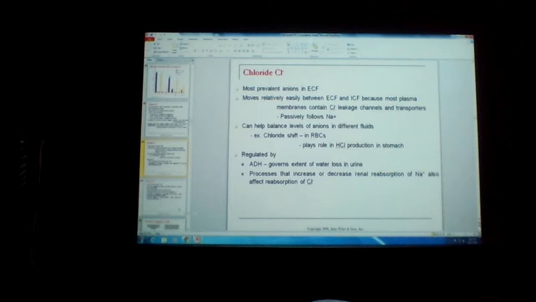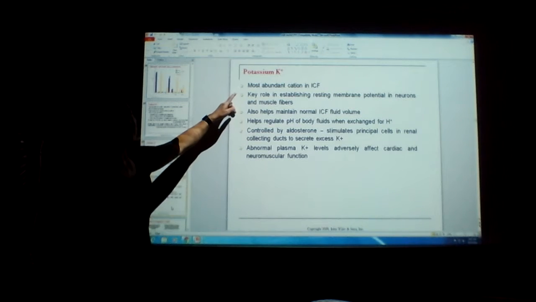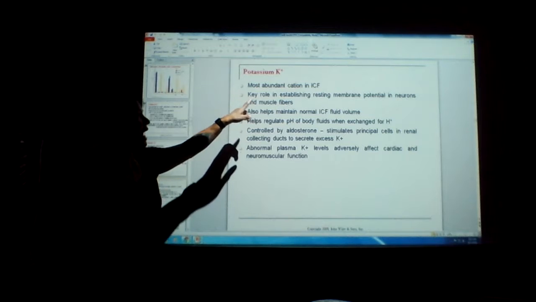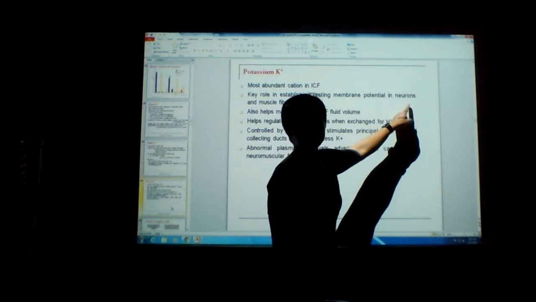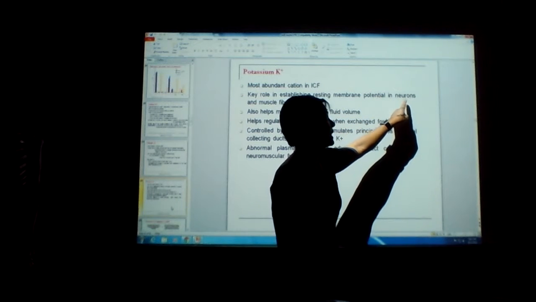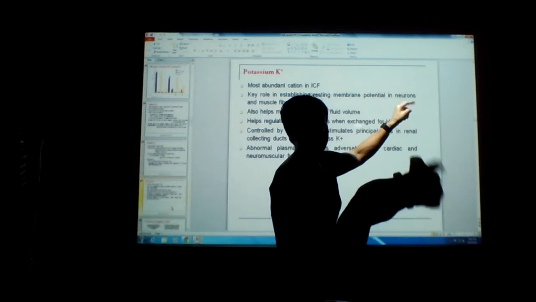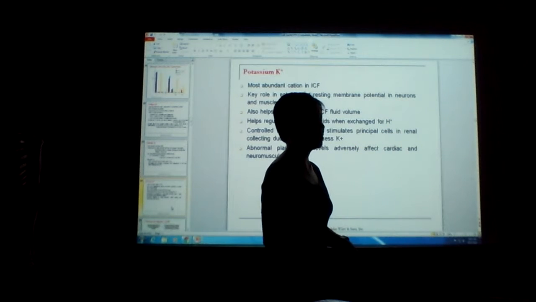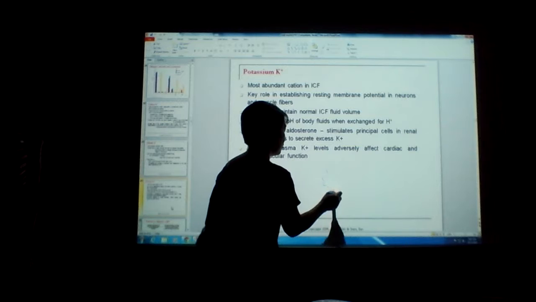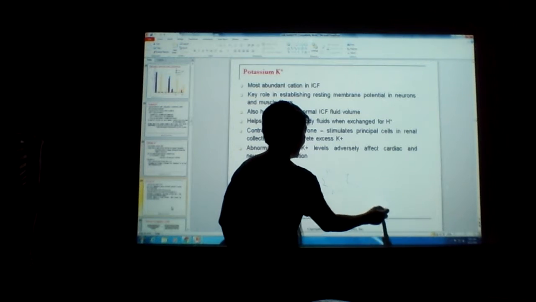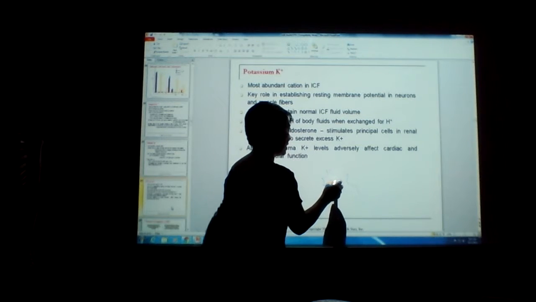But then the next very important ion, which has some clues as to the condition of the individual, is potassium. This is the most abundant cation inside the cell. Look at this one. Write down, highlight this one. If you have potassium problems, automatically think nervous system. So this is your neuron. Remember, there's your neuron, and potassium is most abundant inside.